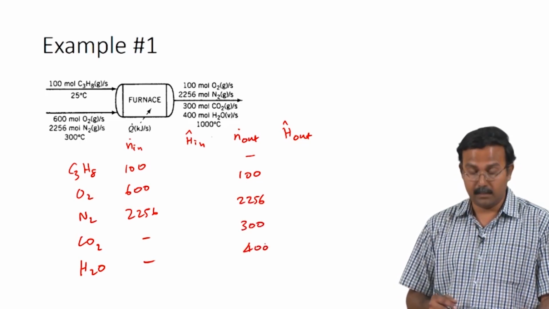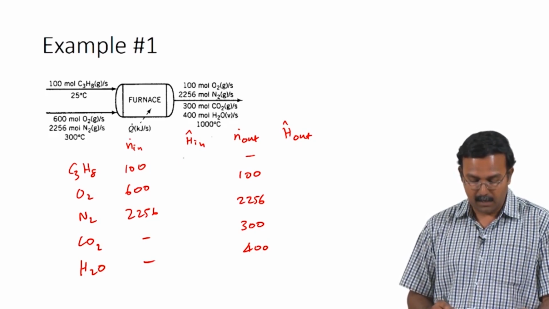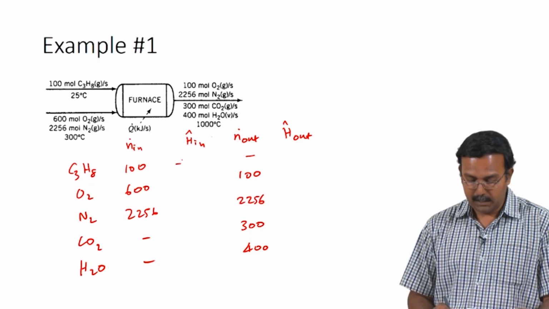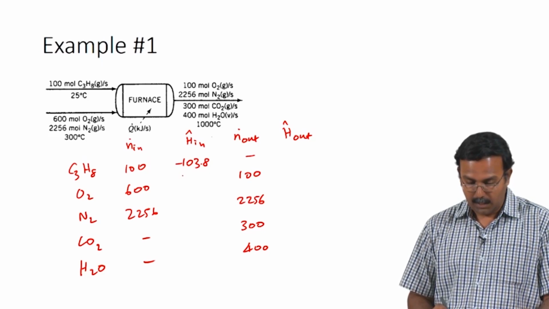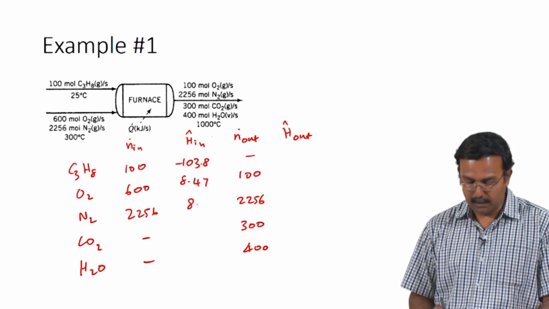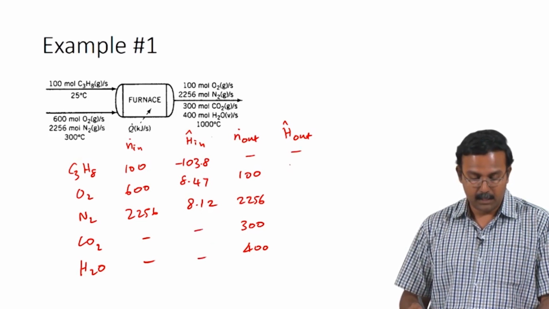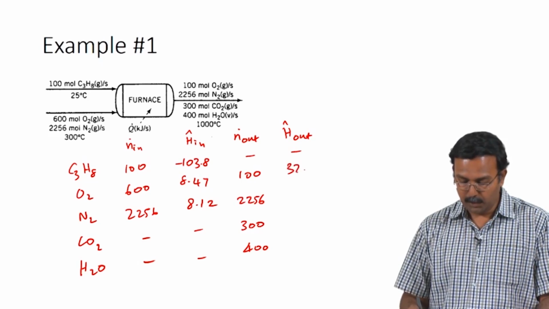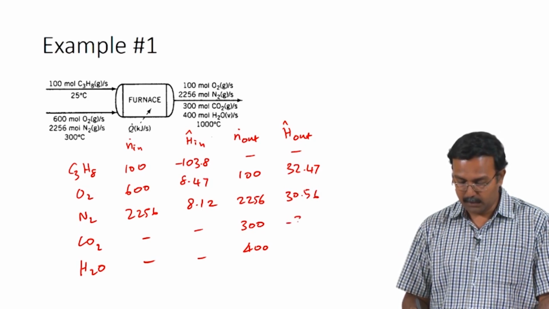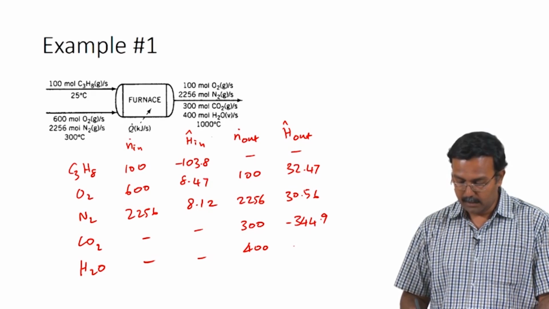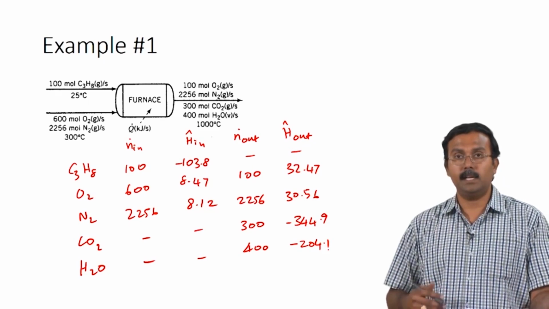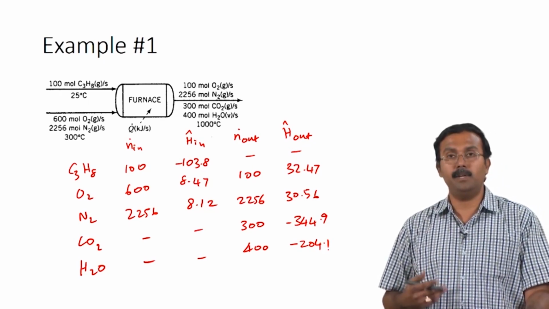If we were to plug in the enthalpy values we calculated, we would have H1 cap as minus 103.8, H2 cap would be 8.47, this would be 8.12, and you have H4 cap as 32.47 and this as 30.56, and we also calculated these values as minus 344.9 and this would be minus 204.1. So, from here we can calculate the total change in enthalpy however we have been doing till now.